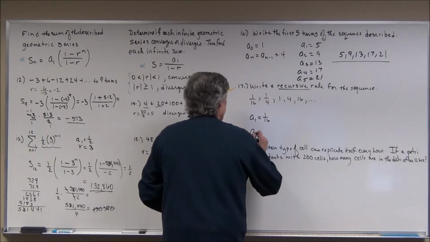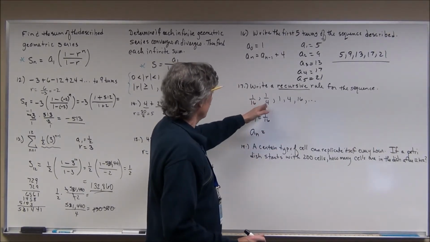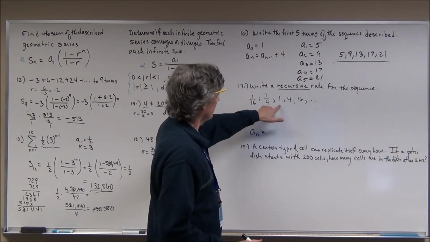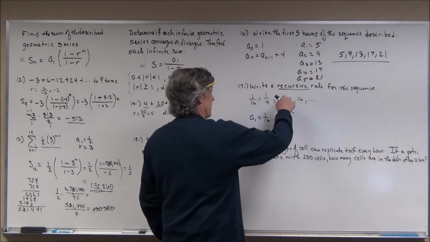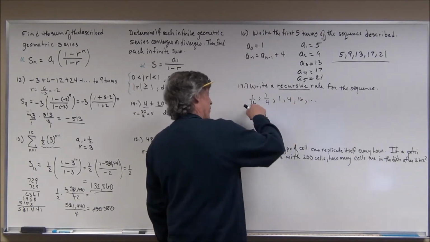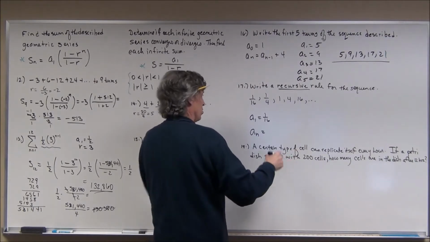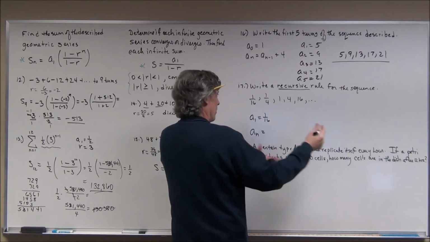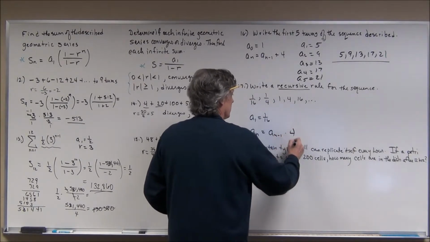A sub n, what are they doing from one term to the next? Well, it looks like they're multiplying by 4 each time. This is geometric. 4 times that is that, 4 times that is that. 4 times 1/16 is 1/4, 4 times 1/4 is 1 all the way through. So whatever the term is before it, they're multiplying it by 4. So how about a sub n minus 1 times 4.